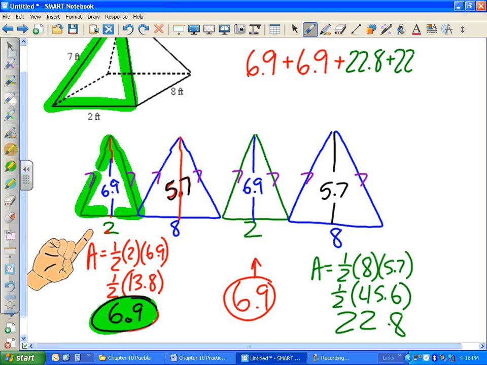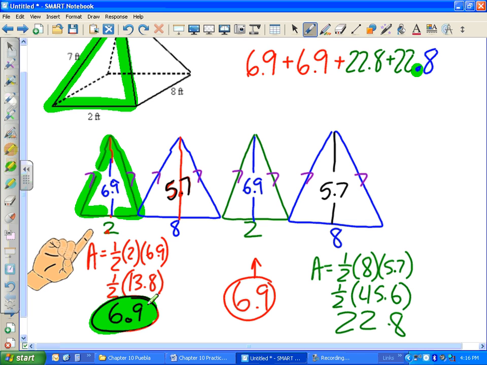Oh, hold on. This is a lot of work, isn't it? I'm thinking that what I'm going to do for you guys is I'm going to give you a pyramid that has a square base. If I give you a pyramid that has a square base, then you'll probably be able to do this a lot faster. Because this is taking forever, isn't it?